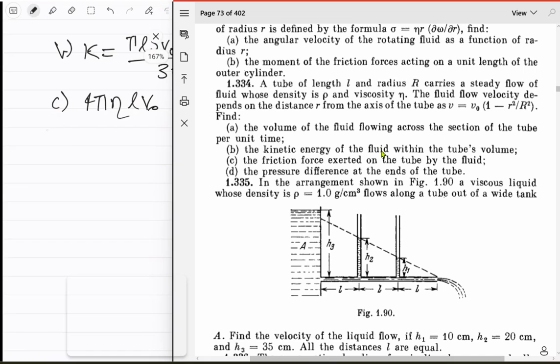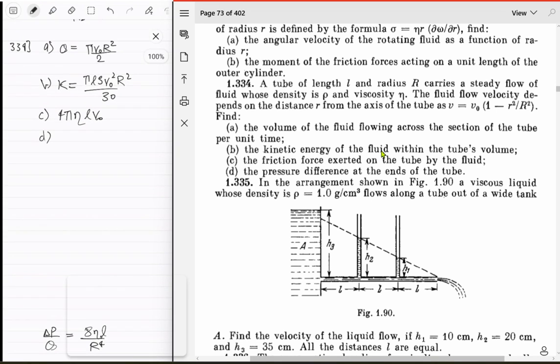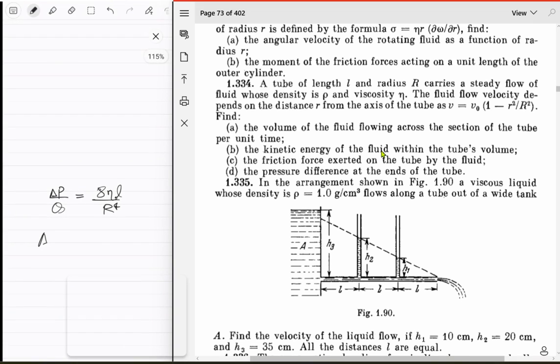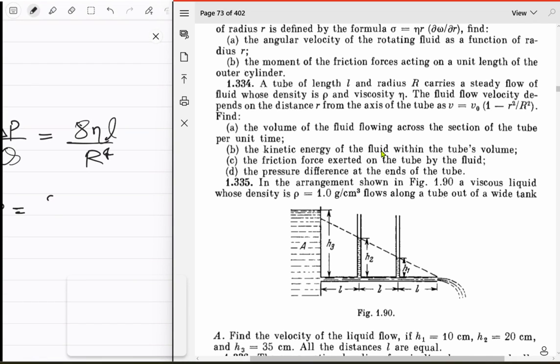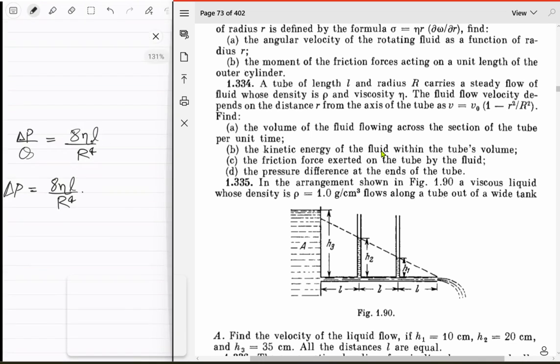Okay, P. The pressure difference at the ends of the tube, right? For that, we can just use this formula. So we already have Q as a function of v naught, so just put that in there. What do you have? Just delta P is equal to 8 eta L upon R power 4 times Q, which is pi v naught R squared upon 2.